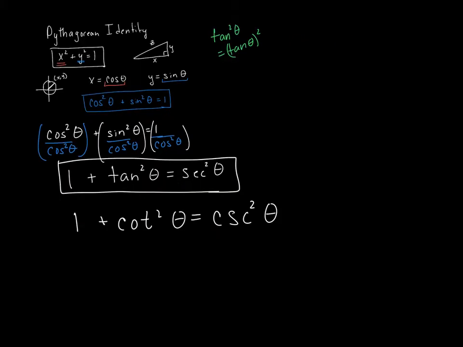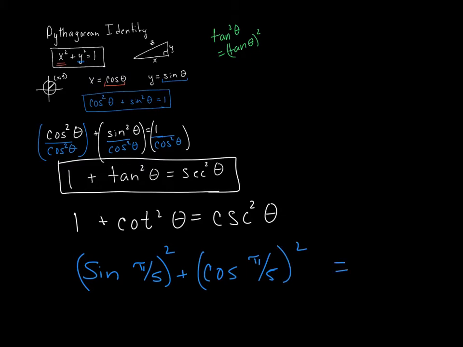Now these identities are useful because if I ever, and you might see this on your homework somewhere, if I ever ask what is the sine squared of pi over 5 plus the cosine squared of pi over 5, you know that equals 1.